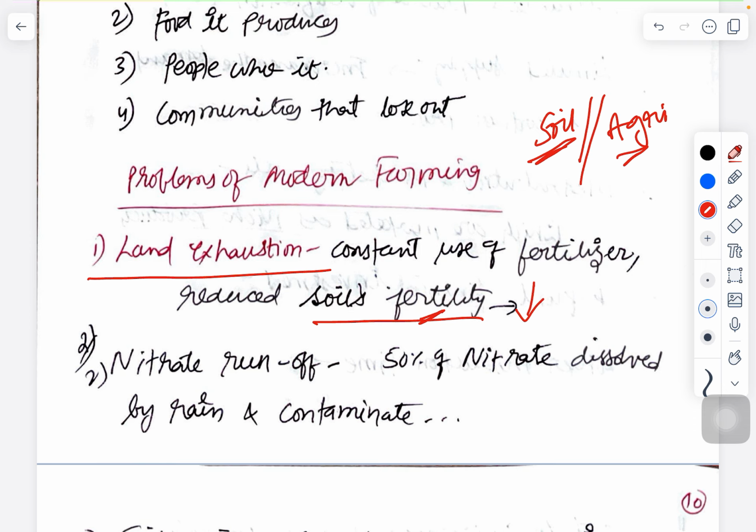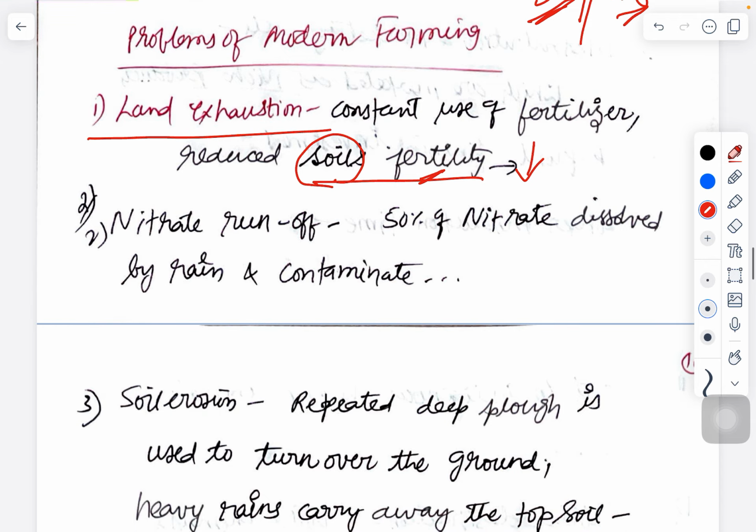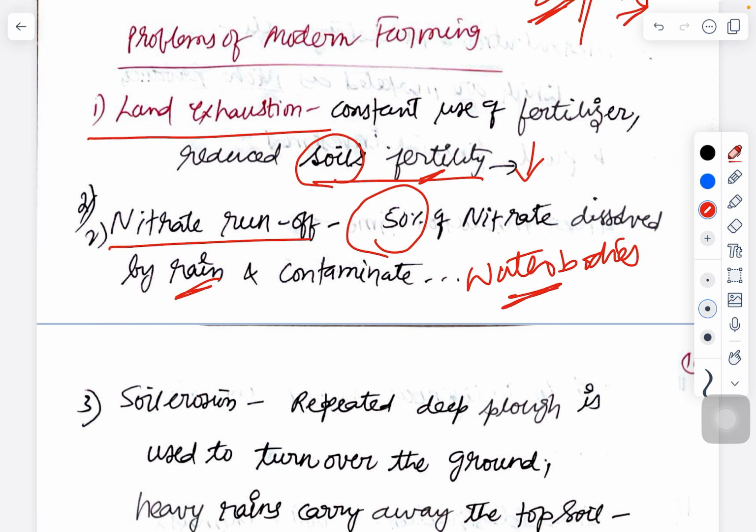For example, if you take the chemical composition of the soil, and how it gets leached, and what nutrients got leached away, or something like that, what happens in terms of the chemical composition is not the scope of this discussion, right? So nitrate runoff is another issue, in the sense that 50% of the nitrates are dissolved by the rain, and there are high chances that it can contaminate the nearest water bodies. So that is another issue.